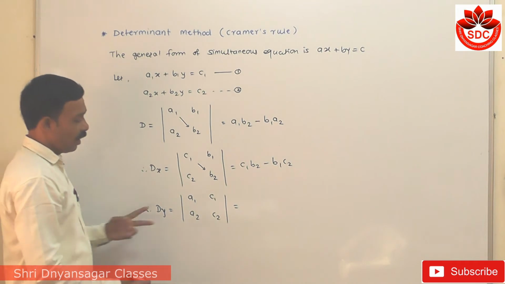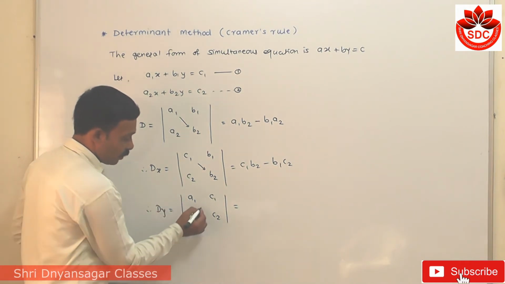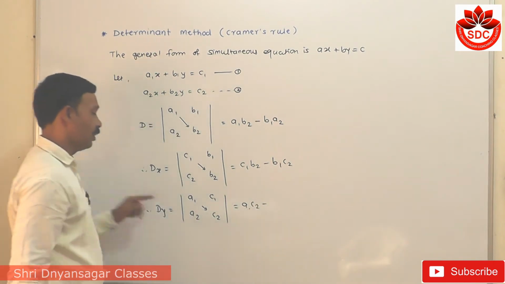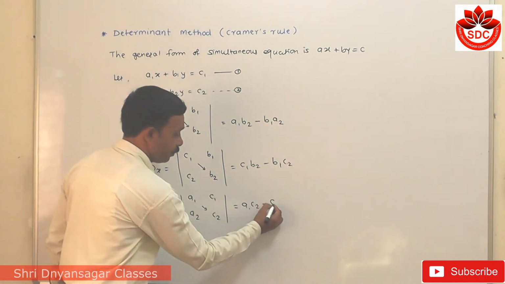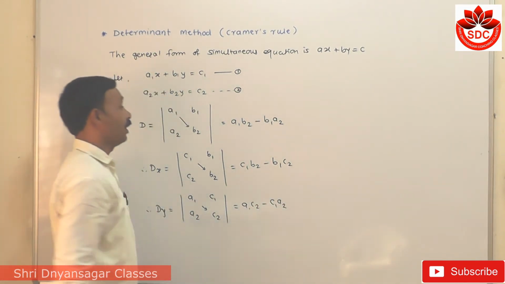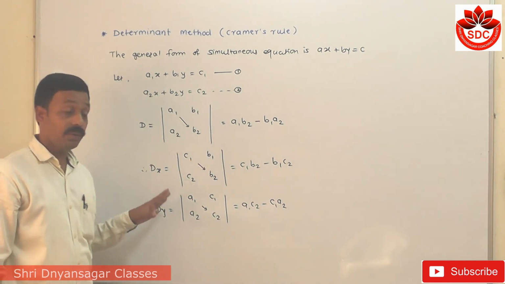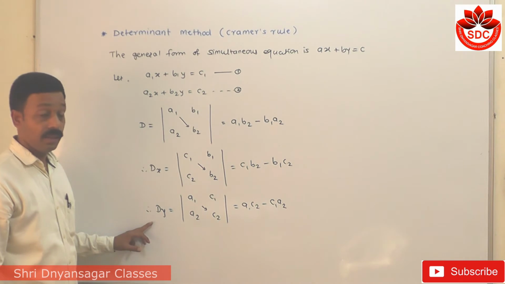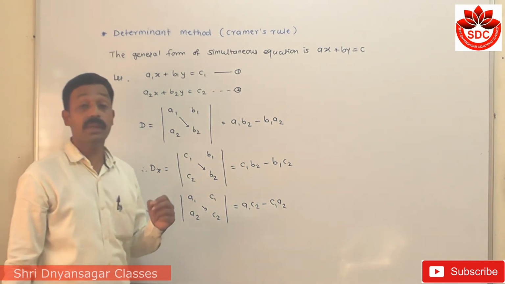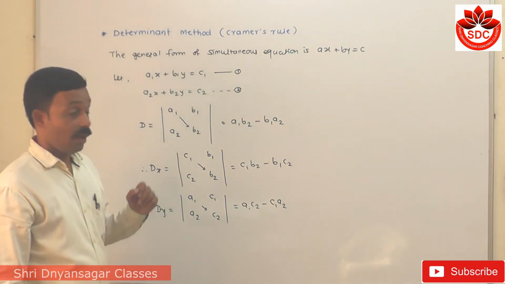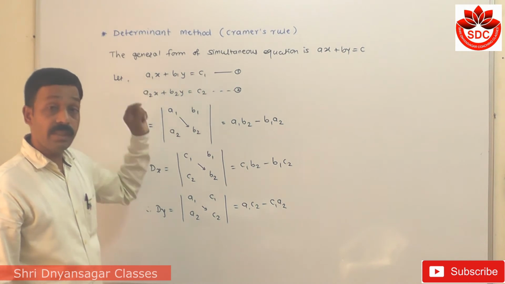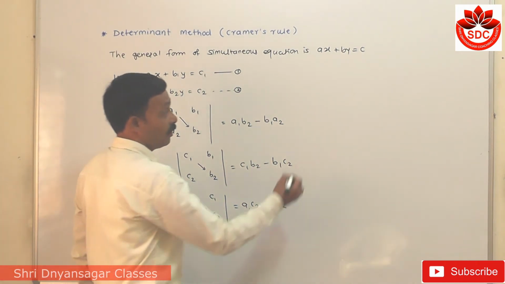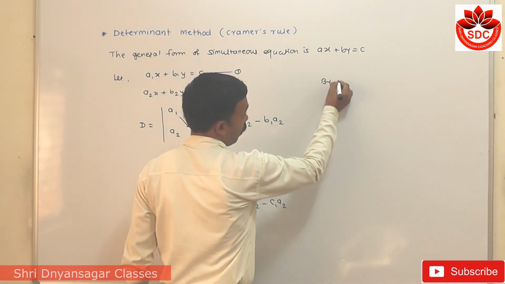Okay, then again take the first cross product of this one, that is a1 c2 minus c1 a2. By using this we can find out the values of determinant of x and determinant of y. Then by using Cramer's rule, now we have to solve these two equations, that is, find out the values of the variables x and y.